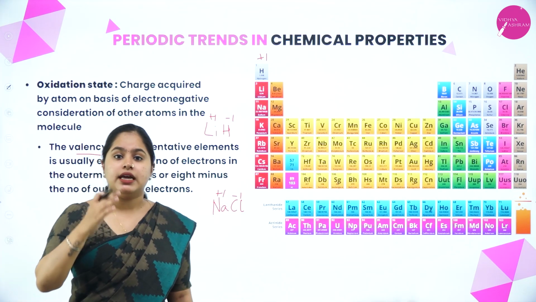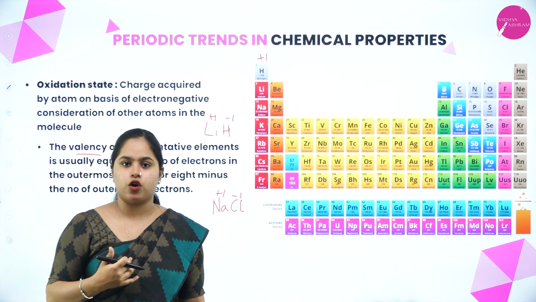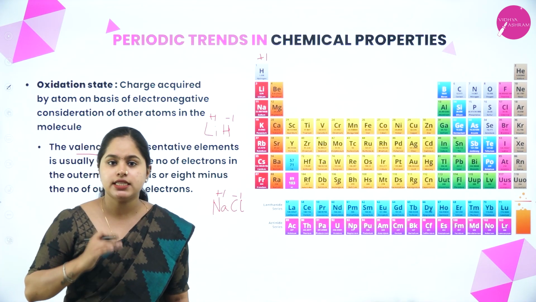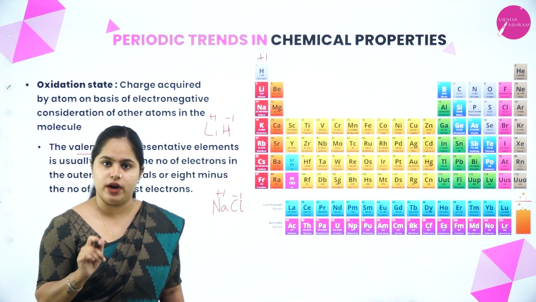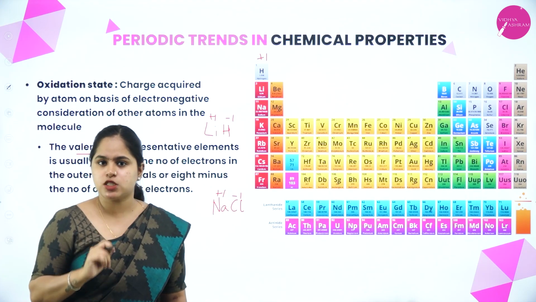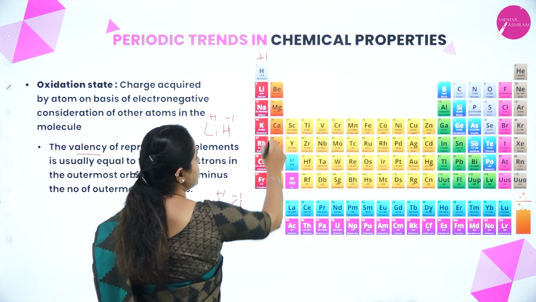What does that mean? It is ready to lose one electron so that it attains octet. Hence, the oxidation state or the valency will be +1. Right. Now moving on to the second group.